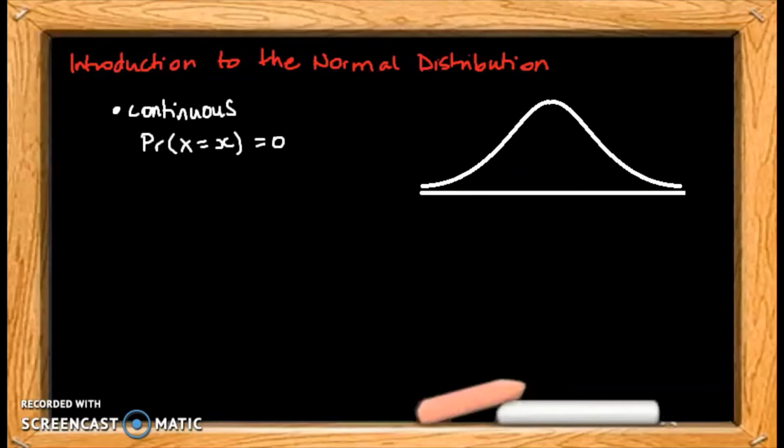What we actually talk about with the normal distribution is the probability that a value will fall in certain ranges or something like that. So you'll find generally we're going to be looking at the probability that x is between two values.